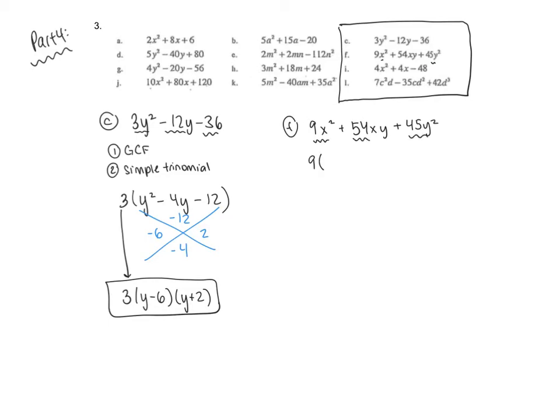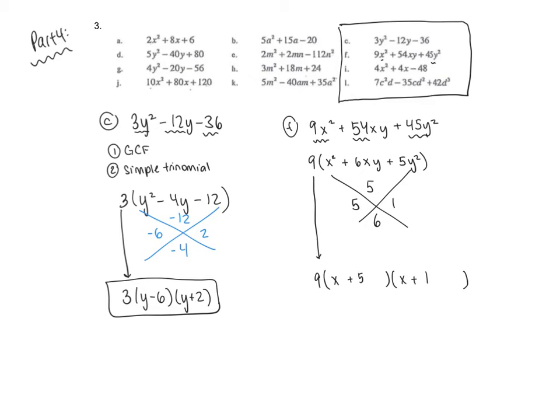So I'm going to factor out a 9, and I'm left with x squared plus 6xy plus 5y squared. Okay, now let's forget about the variables for now, and let's think about what multiplies to get 5 and adds to get 6, which would be 5 and 1. So don't forget about the 9. Then we're going to put (x plus 5)(x plus 1).